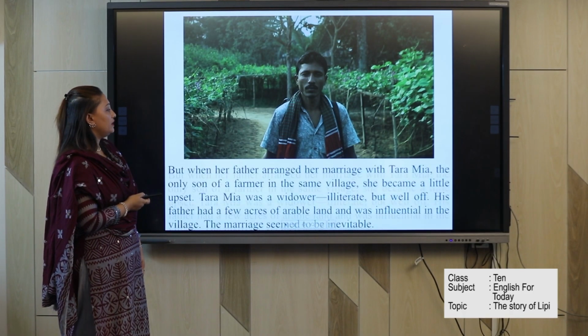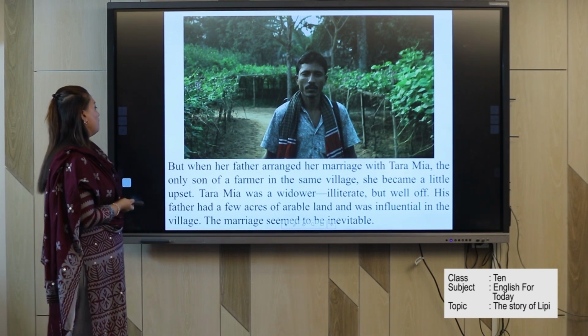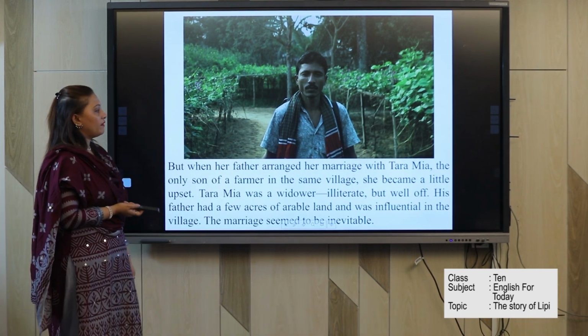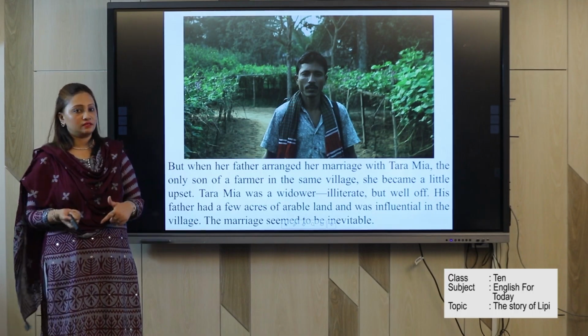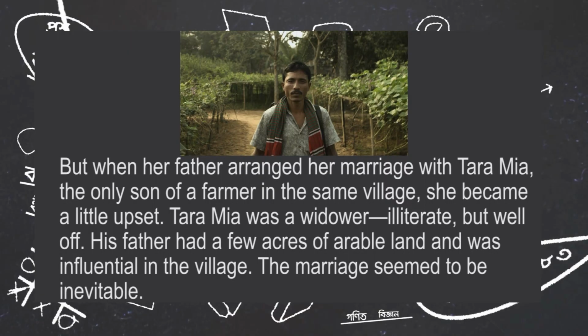And here is the character. But when her father arranged her marriage with Taramia, another character who comes in, the only son of a farmer in the same village, she became a little upset. Taramia was a widower, illiterate but well off. His father had a few acres of arable land and was influential in the village. The marriage seemed to be inevitable.